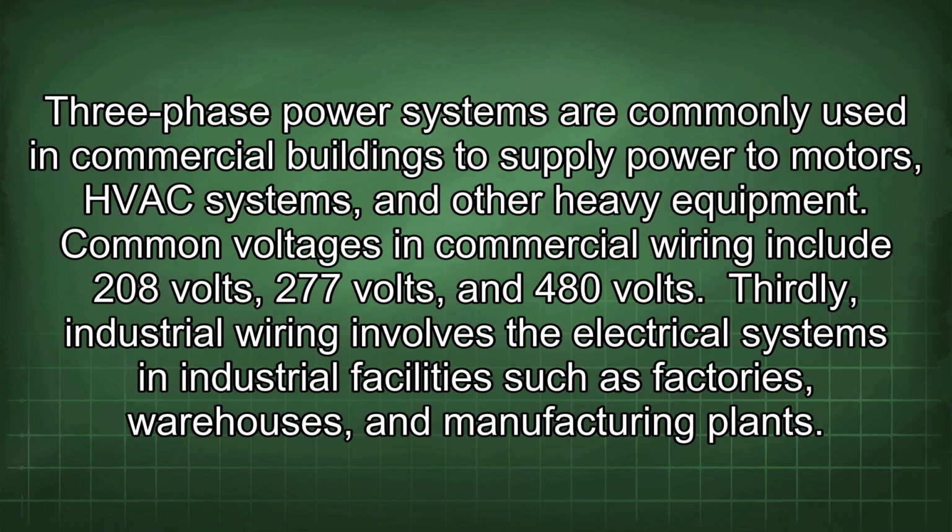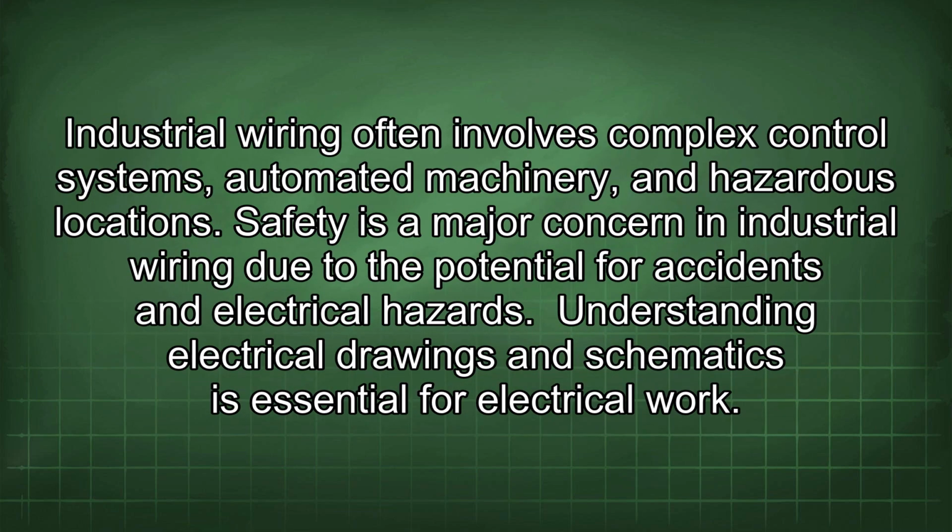Thirdly, industrial wiring involves the electrical systems in industrial facilities such as factories, warehouses, and manufacturing plants. Industrial wiring often involves complex control systems, automated machinery, and hazardous locations. Safety is a major concern in industrial wiring due to the potential for accidents and electrical hazards.